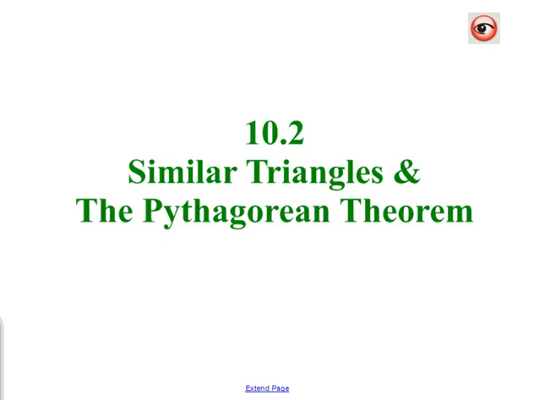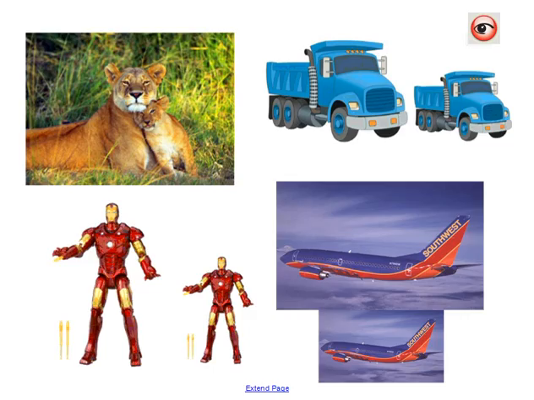This is section 10.2, similar triangles and the Pythagorean theorem. What do you notice about these pictures? You're probably thinking to yourself that they're the same, but in each case, one is bigger than the other. You would be correct. What do we call figures like this?